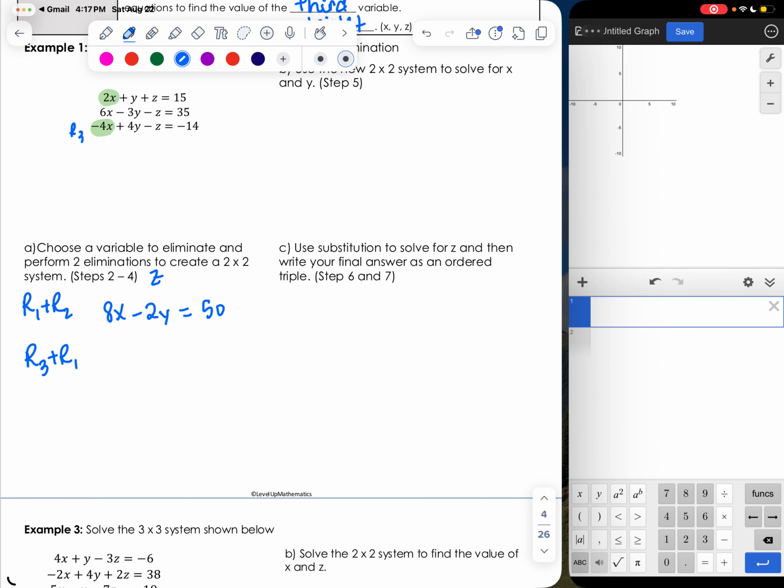So 2x plus negative 4x would give me negative 2x. Then you're going to take 4y and combine it with 1y. And that will give you 5y. Then you're going to combine positive z with negative z. So the z's cancel out. And then you're going to combine 15 plus negative 14. And that will give you positive 1. All right, so that was step 4.